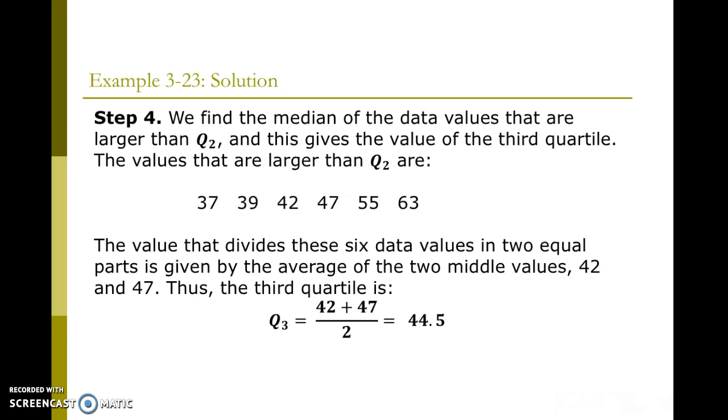There it is. Then we need to find the third quartile. So we look at all of the data that is above the second quartile, which was 33. So here are the 6 pieces of data above that quartile. Again, because we have an even number of data points, we have to find the average between the 2 middle ones. So 42 plus 47 divided by 2, and the third quartile is 44.5.